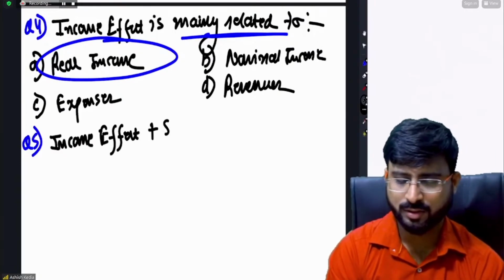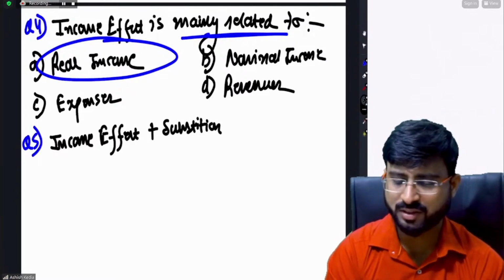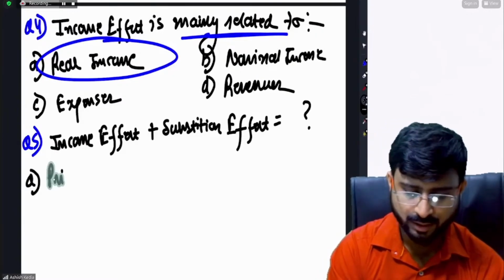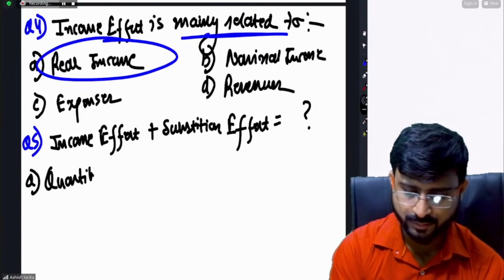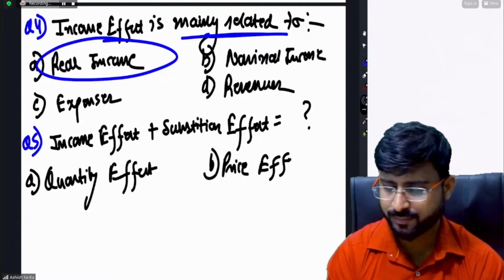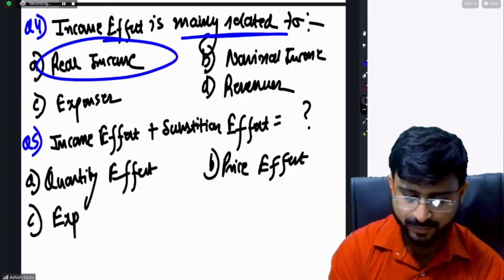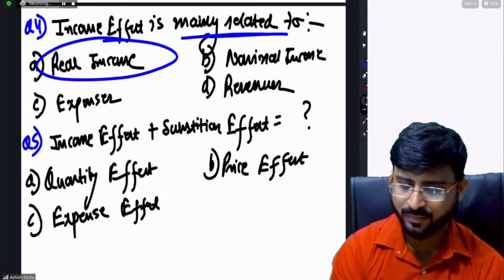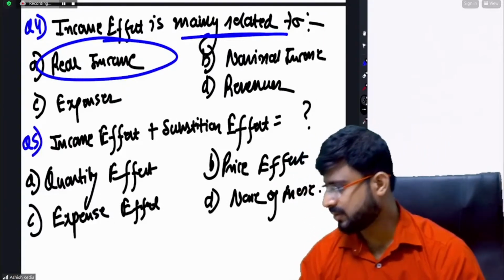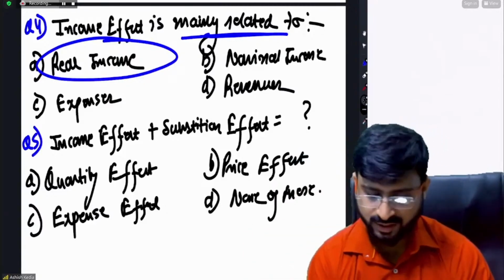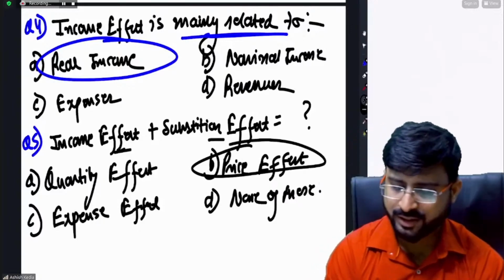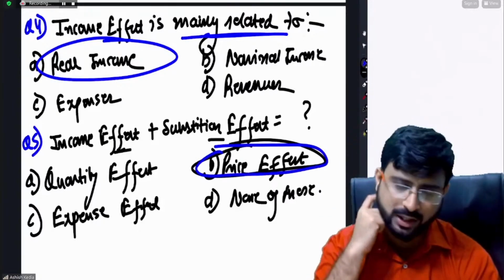Income effect plus substitution effect equal to: A. Quantity effect, B. Price effect, C. Expenditure effect, D. None of these. Yes. Income effect plus substitution effect is what? Yes, you people are answering correct. The answer is price effect. Correct. So 6 marks over till now.